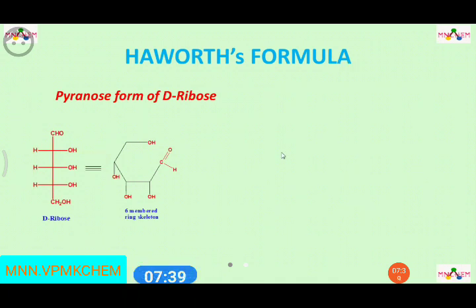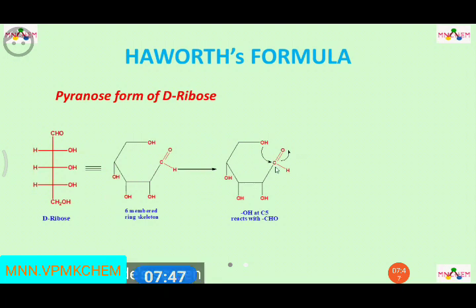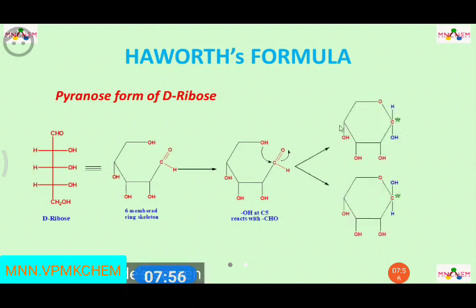Next, the hydroxy group present at the C5 carbon reacts intramolecularly with this aldehyde group and gives hemiacetal or six-membered cyclic form. During this cyclization, a new chiral center is formed. This is the new chiral center formed at C1 carbon, and because of one new chiral center we will have two enantiomers.